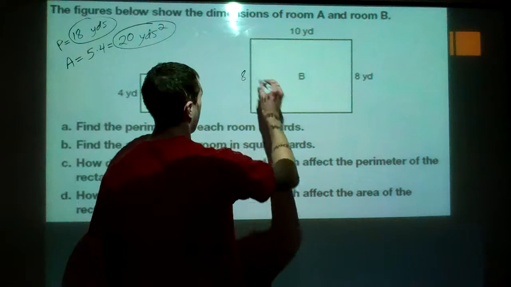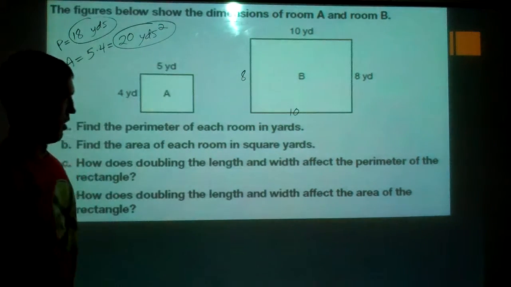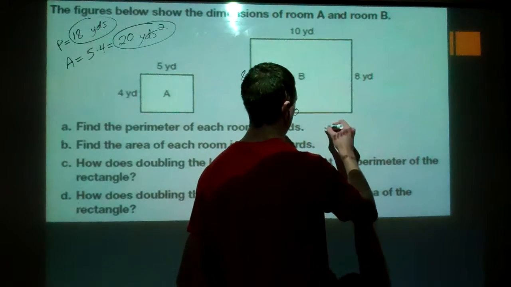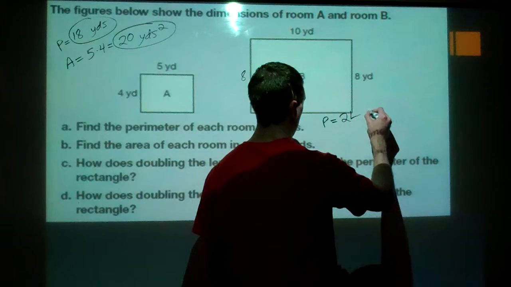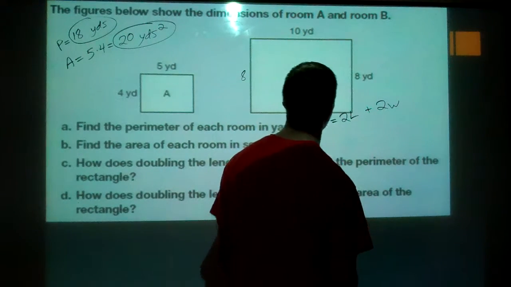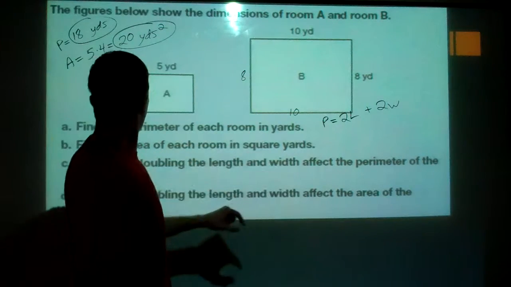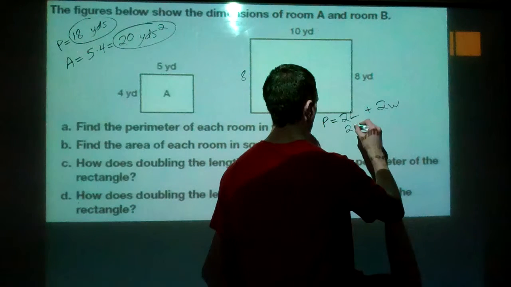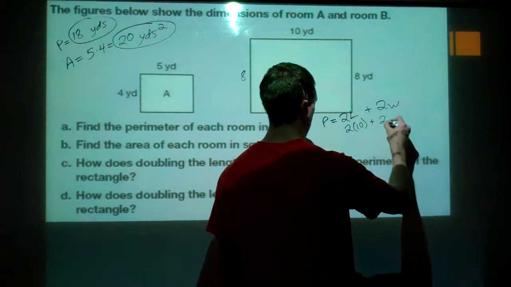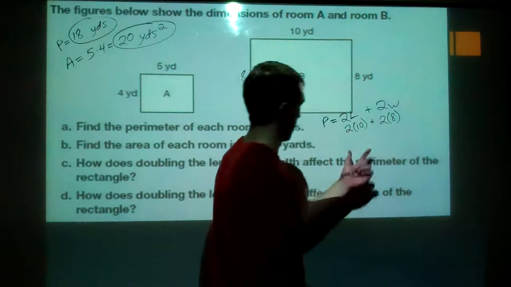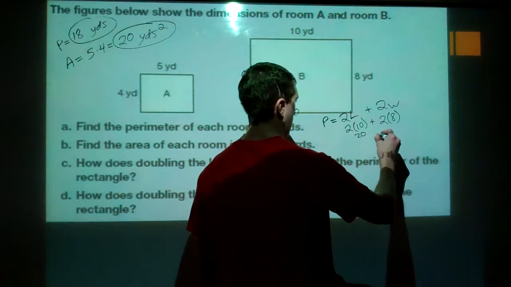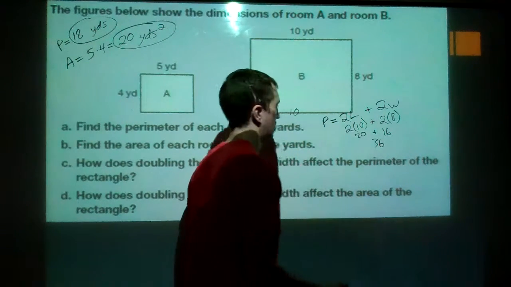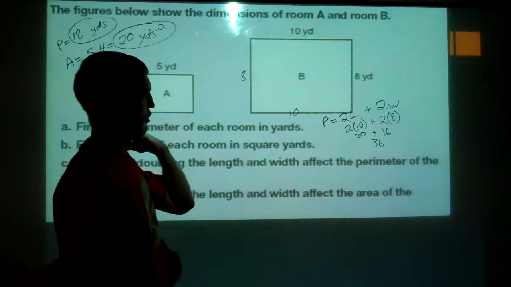Alright. So now we have to find the perimeter and area of this one. So we have an 8 and a 10. Now let's try to use those formulas. Perimeter equals 2L plus 2W. So 2 times our length, which is 10, plus 2 times our width, which is 8, and we'll get 20, 2 times 10, plus 2 times 8, 16, 36. So perimeter should be 36 yards.